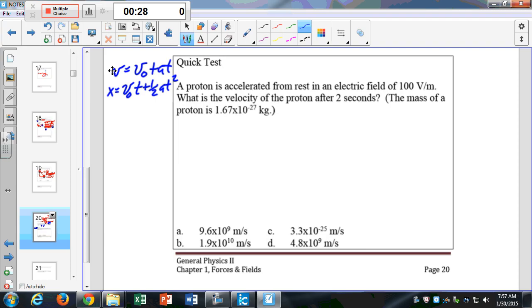So here I want to know what is the velocity of this proton after 2 seconds. I'm going to give you the mass of the proton there. And of course you know the charge of a proton, right? It's the fundamental unit of charge. So the charge of a proton is equal to 1.6 times 10 to the minus 19 coulombs. That's on your equation sheet. The fundamental unit of charge is on your equation sheet.